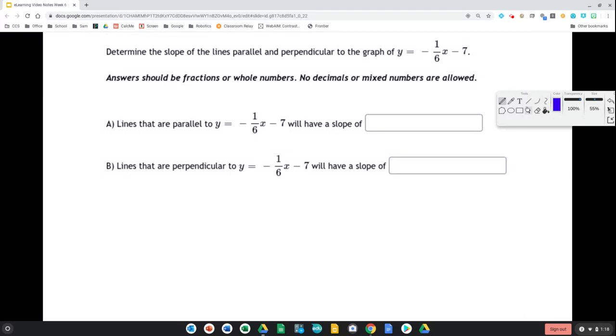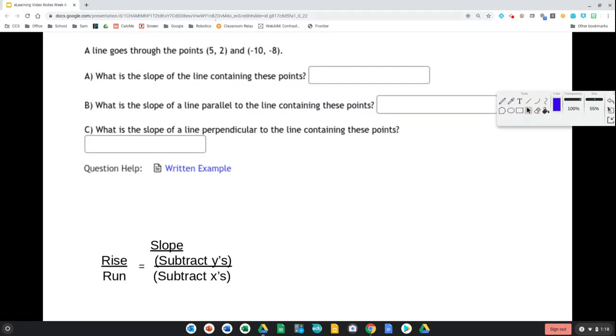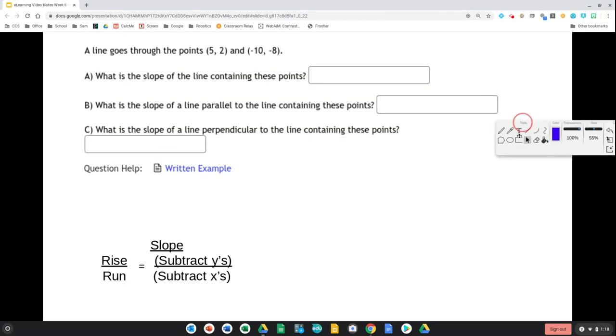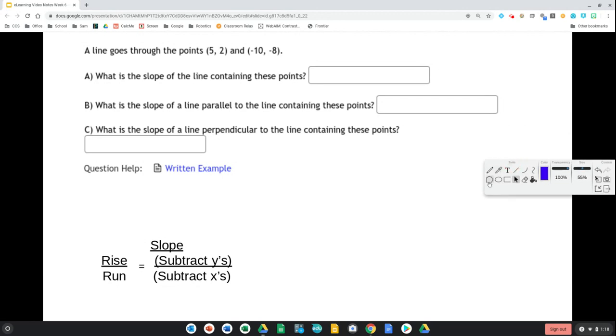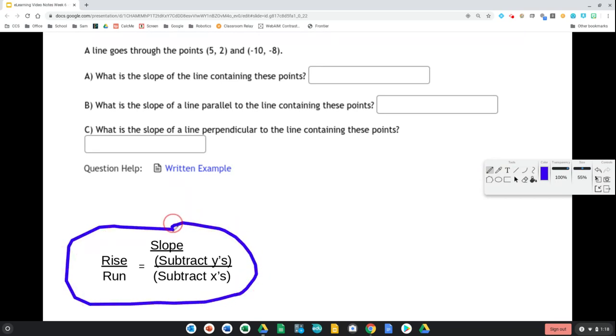Sometimes on your problems today, I'm going to give you 2 points and ask you what the slope is, what the parallel is, and what the perpendicular is. Remember, when you're trying to find the slope between 2 points, it looks like this. We still are thinking rise over run, but to find the rise, you subtract the y's. To find the run, you subtract the x's. So given our ordered pairs up here, what would your slope be?